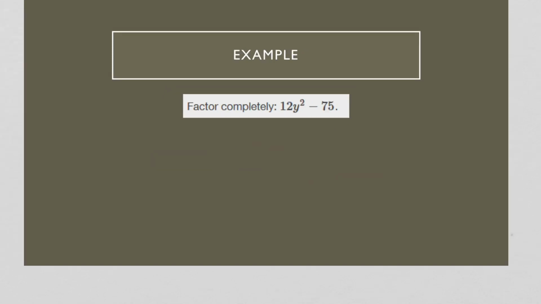All right, so again, we're going to factor out our common factor, our GCF. What do these two terms have in common? They've got at least a 3 in common, right? So let's factor out a 3. What times 3 would give you 12y squared? Well, that is 4y squared. And what times 3 would give you a minus 75? That is minus 25.